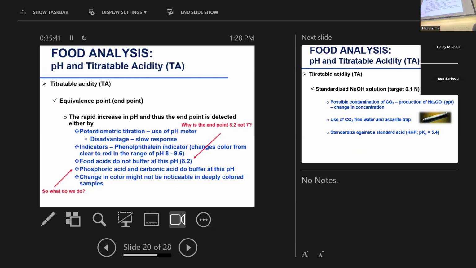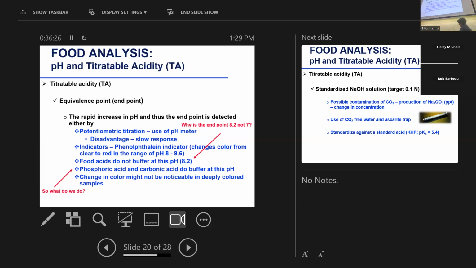So in titratable acidity, we are measuring total acidity by titration. We always titrate to get to the equivalence point or the end point. We can determine this equivalence point by using an indicator or by measuring the pH. The end point pH is 8.2, not 7. Why? You'd think when you neutralize, you have a pH of 7. But the pH is slightly higher at neutralization.